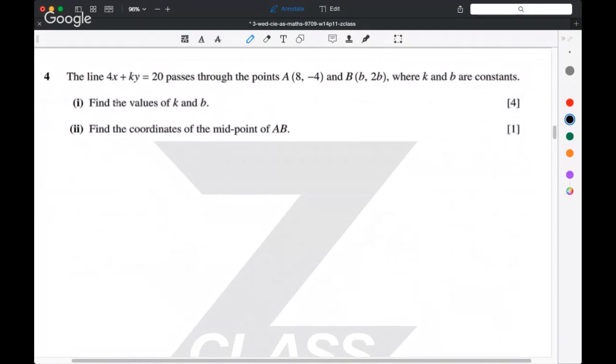So we have some equation of a line. It looks a little bit different, but really it's just a y equals mx plus c line. All lines have the form y equals mx plus c, but they've just done it a little differently. They've rearranged it, so you get something that looks like this. And you're told 2 points that are on the line, and you're asked to find the values of k and b.